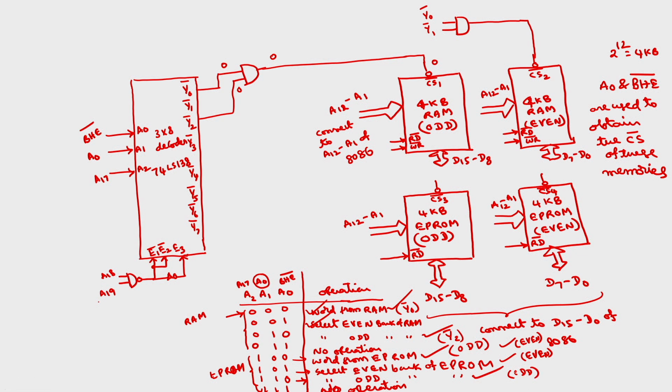So what will be the inputs for the AND gate? Here also you have to connect the output of the AND gate to the chip select of these. So what will be the input for the odd bank? Either this can be 100 or it can be 110, means 4 and 6, 4 and 6.